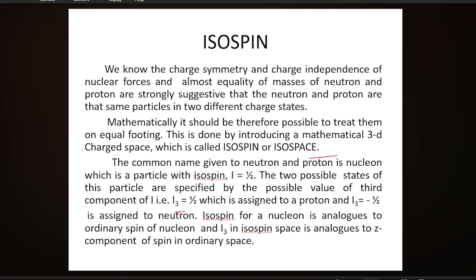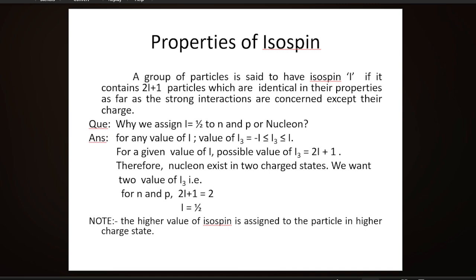Isospin for nucleon is analogous to ordinary spin of nucleon, and I3 in isospin space is analogous to the Z component of spin in ordinary space. Here spin is not actually spin. Here spin is a quantum number.